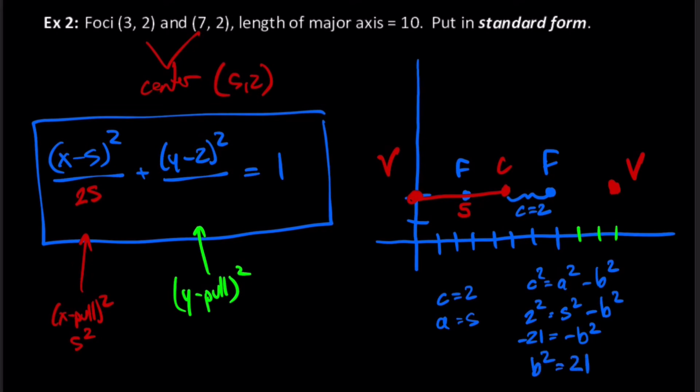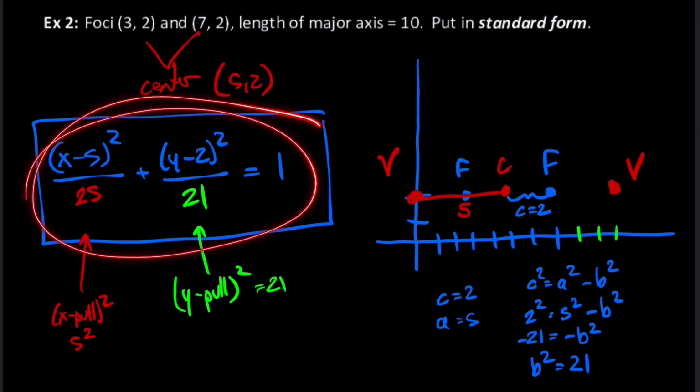I don't really care what b is, because b is going to be the y pull. The y pull squared is simply going to be 21. I mean, you could say it's the square root of 21, but then you're going to have to square it anyway to put it in the equation. So I just leave it at that. And this is our equation.